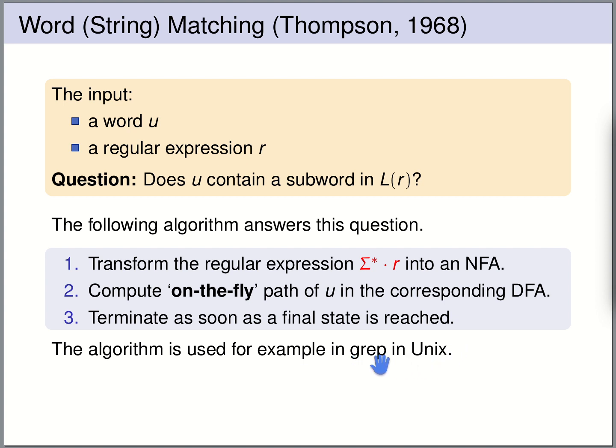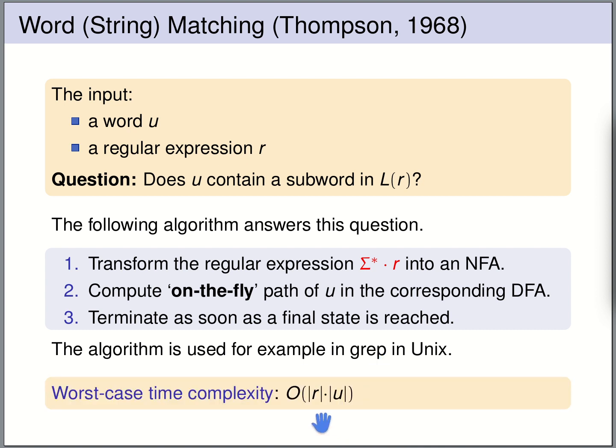So how efficient is this algorithm? This algorithm runs in the worst case complexity of O of the size of R times the length of U. So what does this mean? This big O notation means that the complexity is basically a constant factor of the function given here. So basically the time complexity is the length of the regular expression times the length of the input word.